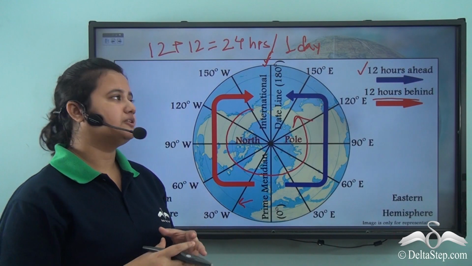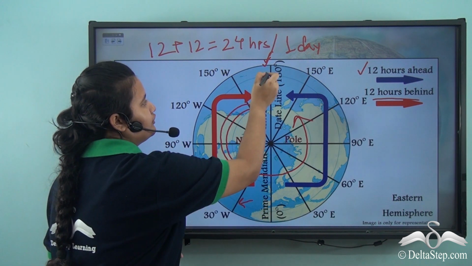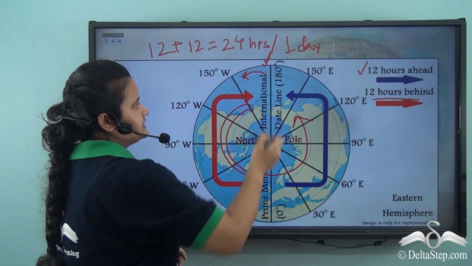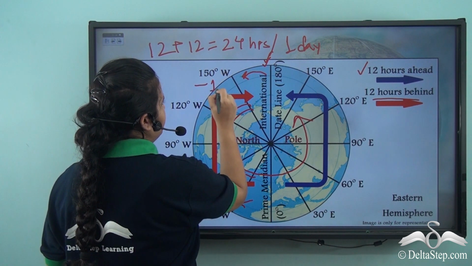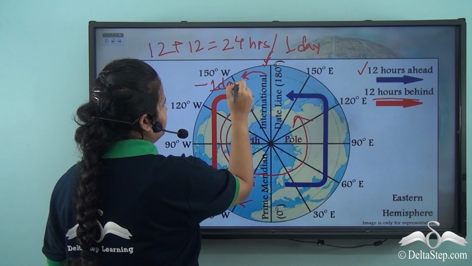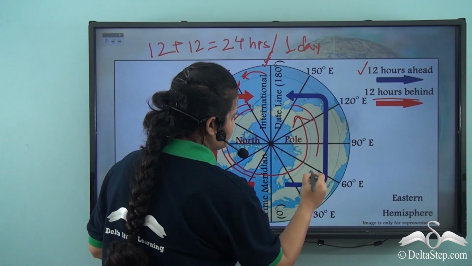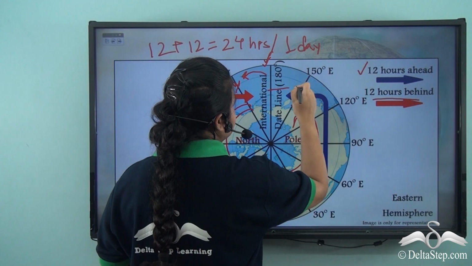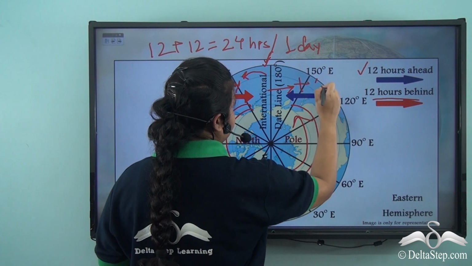So if a person moves from west to east, that is, to the east of the international date line, then he will lose 1 day. Again, if a person moves from east to west, that is, to the west of the international date line, then he will gain 1 day.